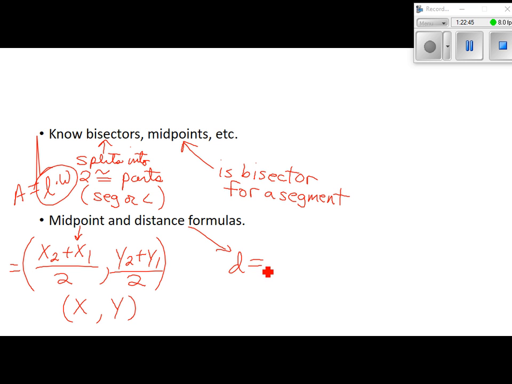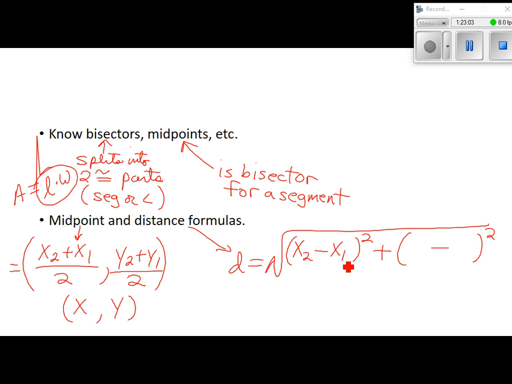Distance formula. Got the big radical, the big square root. Every single time it's this. Guarantee there's a whole bunch of these on there. We did them all throughout the chapter. You've got to know how to do distance formula, midpoint formula.